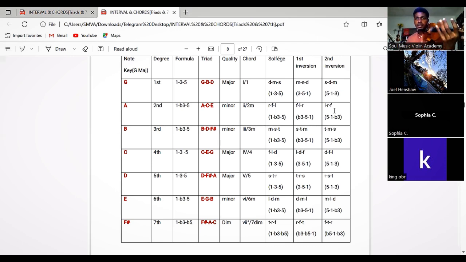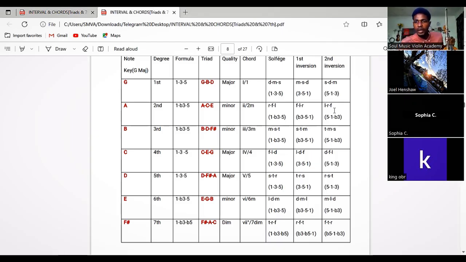Your first chord, that's G. So do mi so, the first inversion mi so do, second inversion so do mi, that's for your first degree. Then second degree, re fa la is a minor chord. That's in root position. Then when I play fa la re, that's first inversion. When I play la re fa, you see the same chord too, but that's the second inversion. The notes will determine what chord it is.